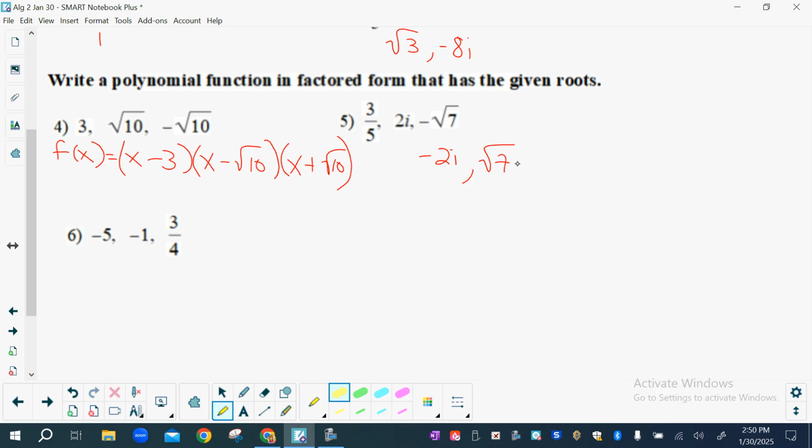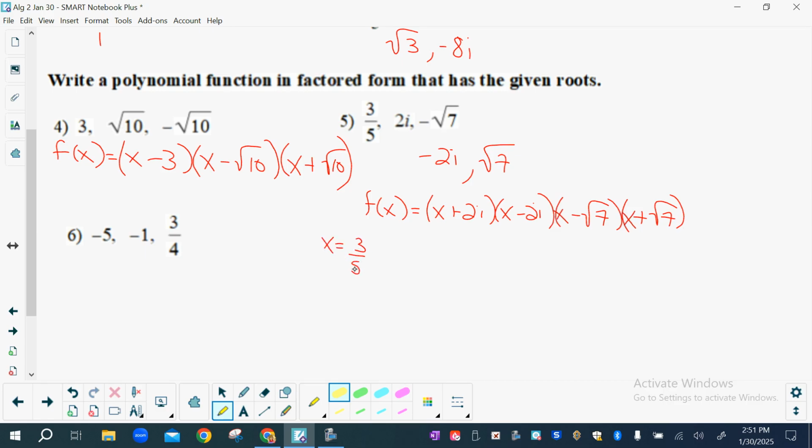So now we want to write it in factored form. Here in this group, write it in factored form for me. You can do the 3/5 last if you want. Good. So I'm just going to put the other 2i next to it. It doesn't matter, but x minus square root 7, x plus square root 7. And then you want to do the math on the side for the 3/5.